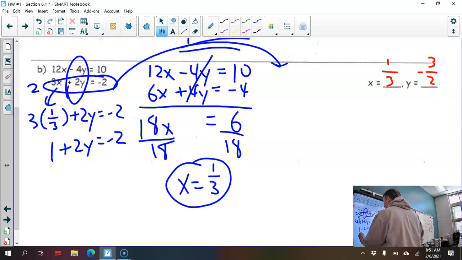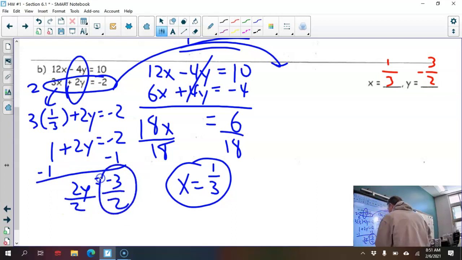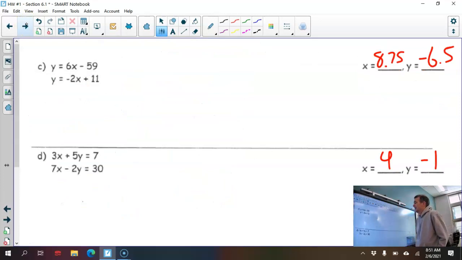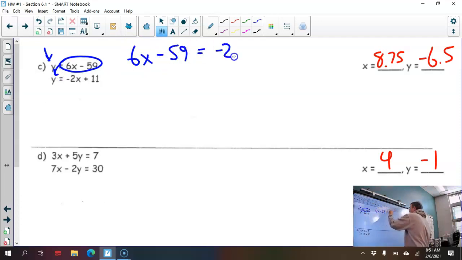And if I subtract 1 from both sides, I get 2y equals -3. And if I divide by 2, I get y equals -3/2, right? All right, we move onward. So since a variable is by itself, I'm going to use the substitution method. I'm going to take this and put it into the other equation in place of the y. And that gives me this.